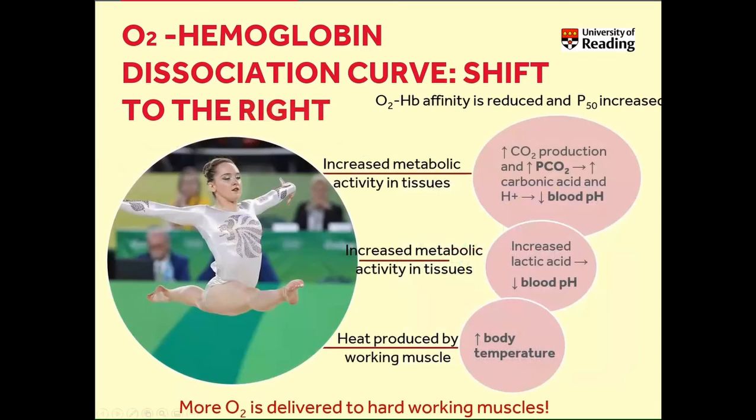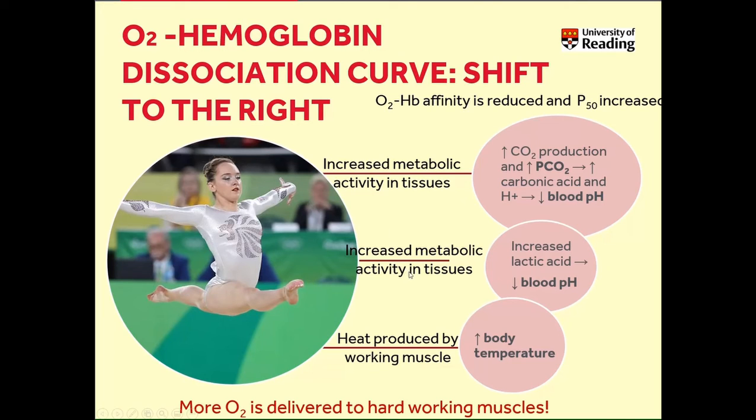Now, when do we have, for example, a shift to the right of the oxygen hemoglobin dissociation curve? Well, we have that when we have an increase in metabolic activity in tissues. So when we do exercise, the increased metabolic activity in tissue causes an increase in CO2, therefore an increase in partial pressure of carbon dioxide. You will have formation of carbonic acid and an increase in hydrogen, therefore a decrease in blood pH.